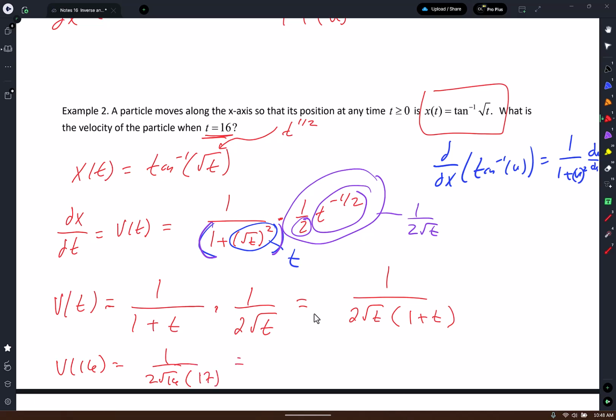17. So, if there's no issues, 2 times 4 is 8. 8 times 17. I did 20 times 8, which is 160, and then 17 and 20 are 3 away, so 8 times 3 is 24, and then I did 160 minus 24, which is 136. I do it in steps, guys. I could be wrong. I make mistakes all the time.